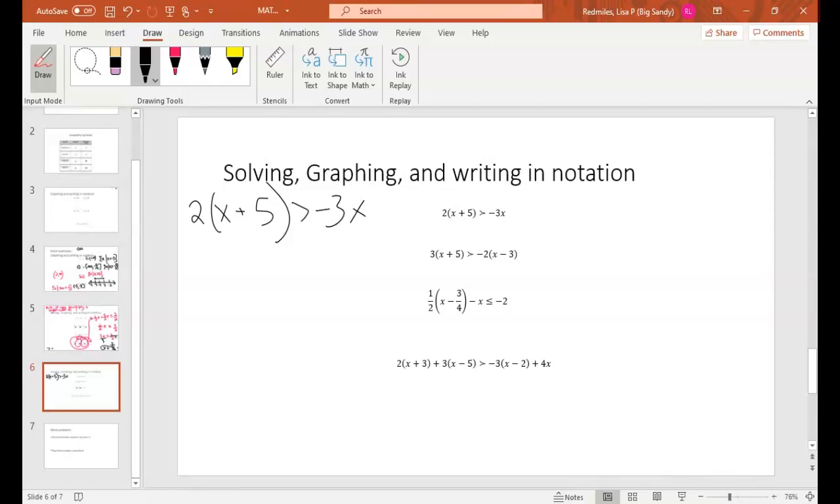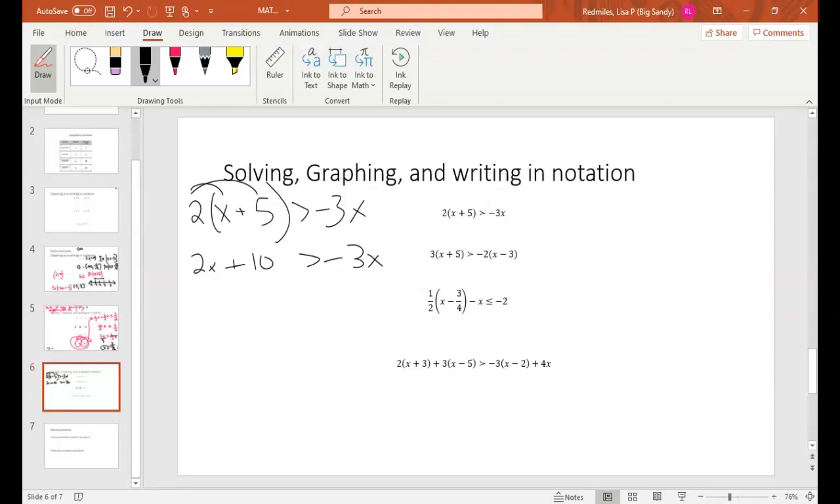Okay, so the first thing we do whenever we have parentheses in an equation is distribute the number outside of the parentheses. It's multiplied to the parentheses in order to get rid of it. So we're multiplying both the x and the 5, so we get 2x plus 10 is greater than -3x.